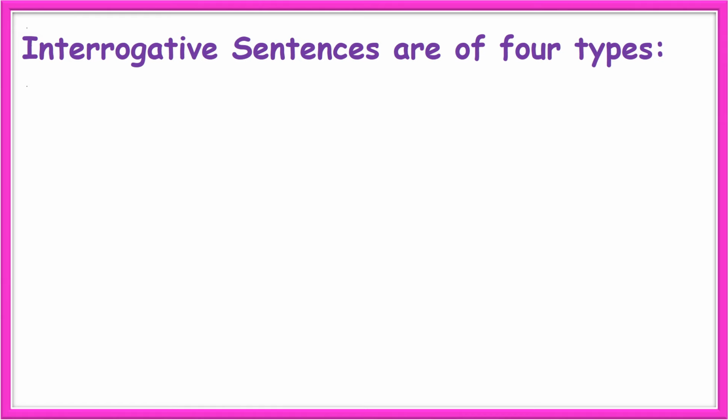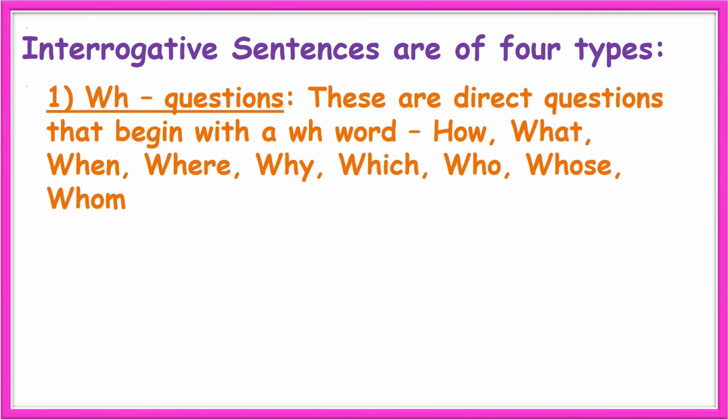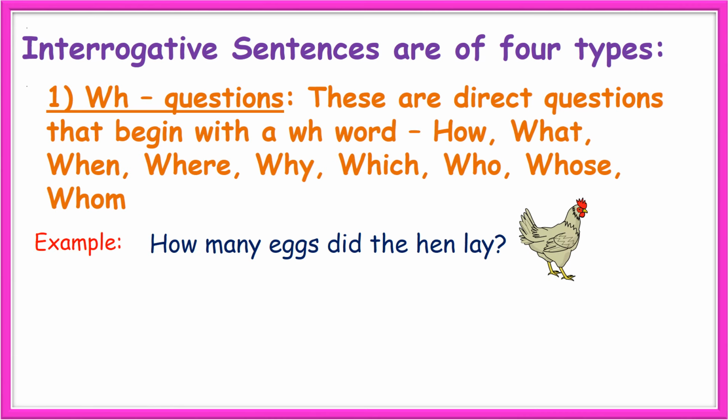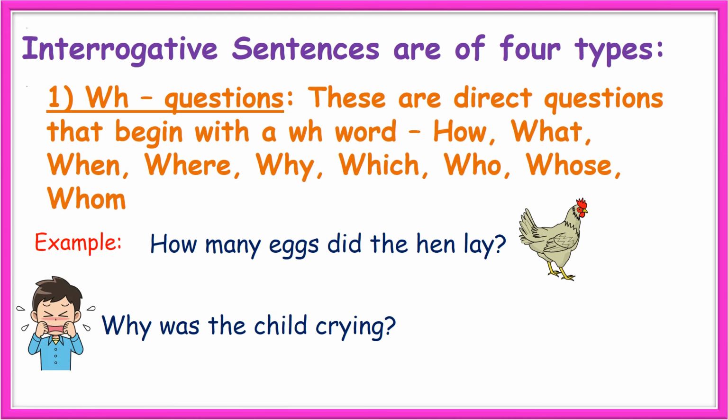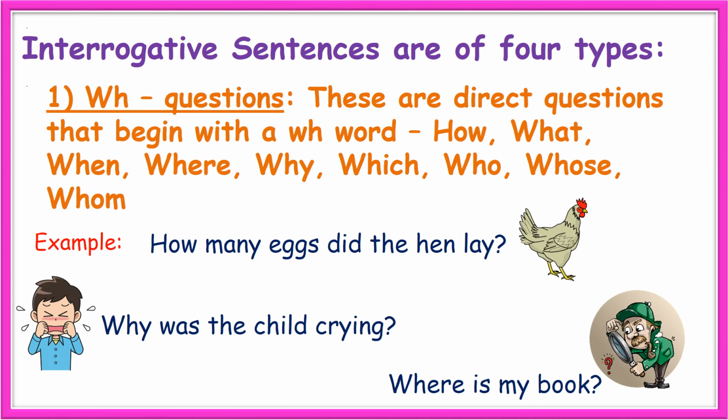The first one is WH questions. These are direct questions that begin with the WH word: how, what, when, where, why, which, who, whose, whom. For example, how many eggs did the hen lay? Why was the child crying? Where is my book?